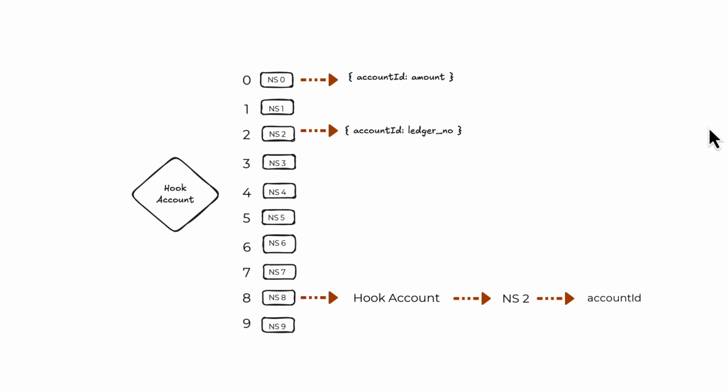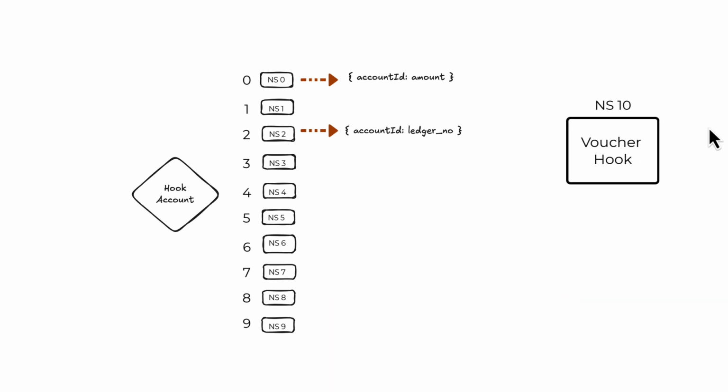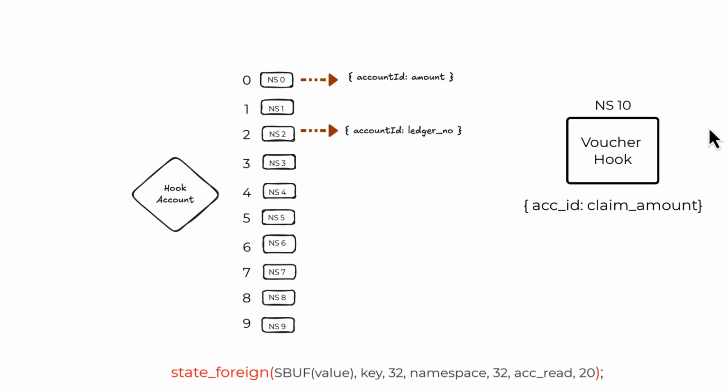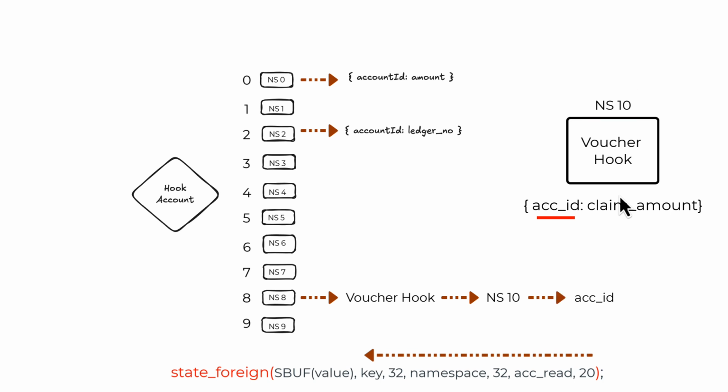For example, you want to read from voucher hook account's state. First thing is you should get the namespace and the key for the state. It's all public information, by the way. That's why you are able to access states of any hook account inside your hook. Now specify the hook account you want to access, followed by the namespace, followed by the key. This reads the value.